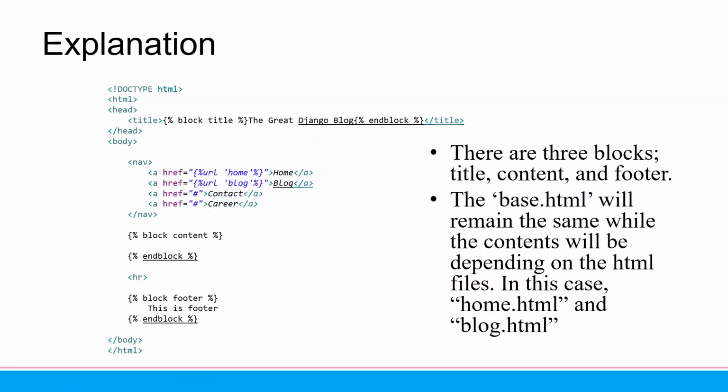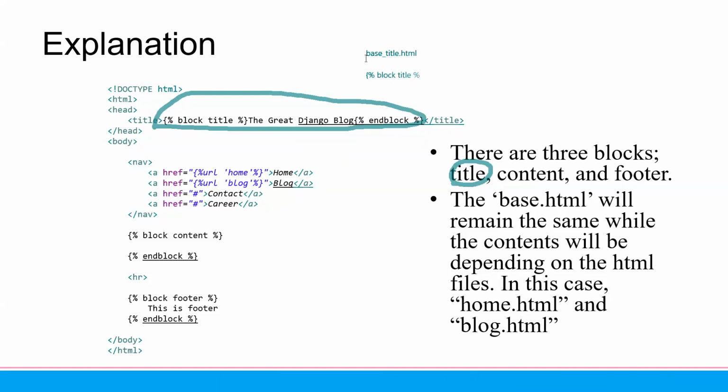And we have three kinds of blocks. The first block is the title. The title block means you can change it later. If, let's say, I have a new file named base title.html, in this HTML you can make the block title, and then you can have the end block, and in between you can put any content to replace this block title.